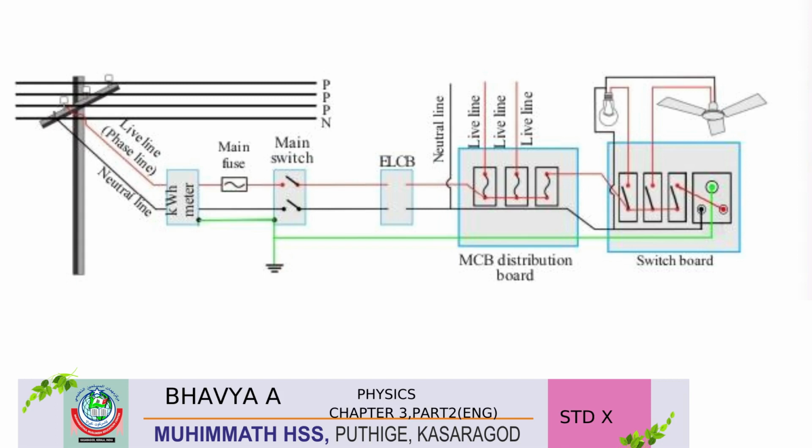ELCB means earth leakage circuit breaker. Next it is connected to the MCB distribution board. In that miniature circuit breaker, afterwards you connect the switchboard. In that switchboard the earth wire is connected to the larger pin of the 3-pin socket. So MCB means miniature circuit breaker connection.